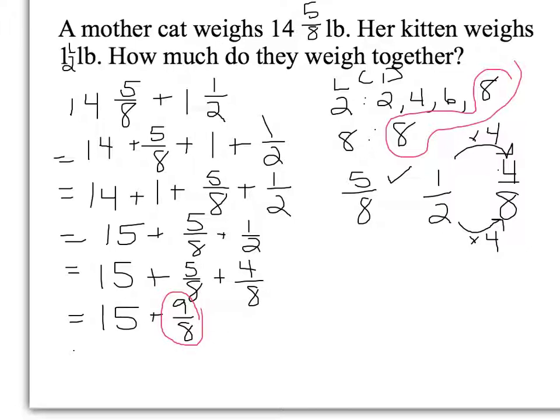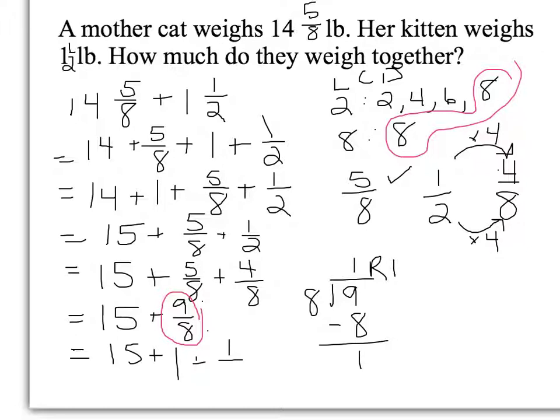So, how do we simplify improper fractions? We're going to divide the numerator by the denominator. So 9 divided by 8. 8 goes into 9 one time. 1 times 8 is 8. 9 minus 8 is 1. So we have 1 remainder 1. And that written as a fraction gives 15 plus 1 over 8. You take the remainder and you put that over the denominator. Now 15 plus 1 is 16 and 1/8.